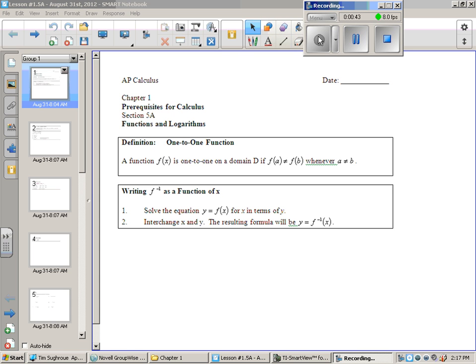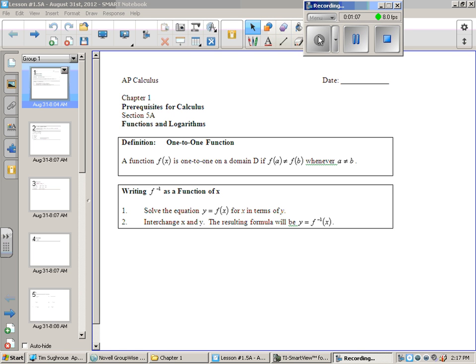Another good way to tell if a function is one-to-one or not is that a one-to-one function is always increasing or always decreasing. It cannot change from increasing to decreasing, or vice versa. As soon as a curve turns, it will no longer pass the horizontal line test, and it can no longer be a one-to-one function.